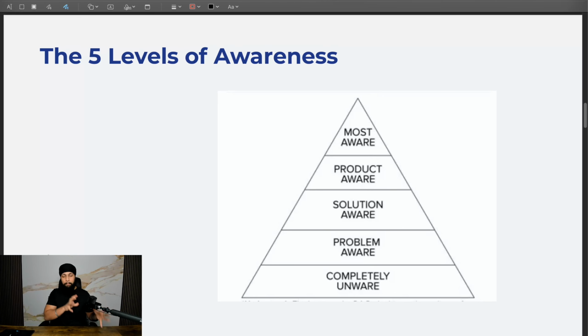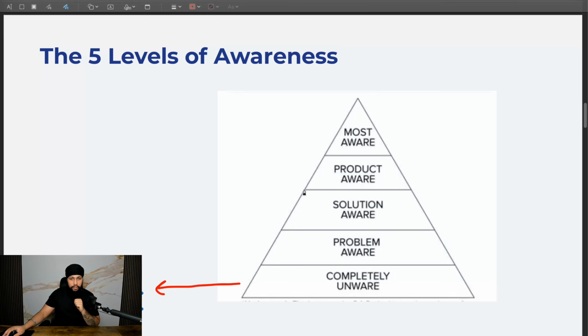Now that we know the market segments, the what, we need to know how they think, and how they think is their awareness level, right? So awareness level, this is a concept introduced by Eugene Schwartz in his book called Breakthrough Advertising. Very, very good book. You should definitely read it. But the mass market, okay, these people tend to be completely unaware.